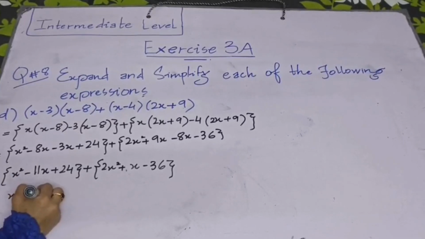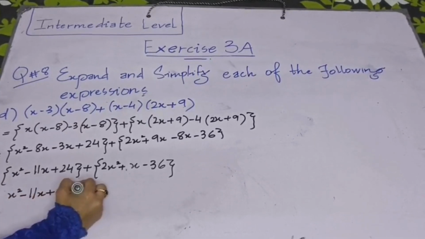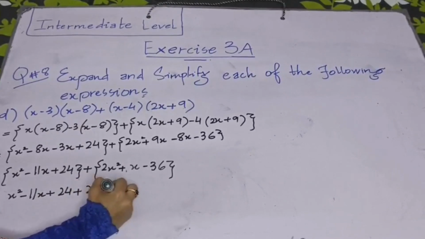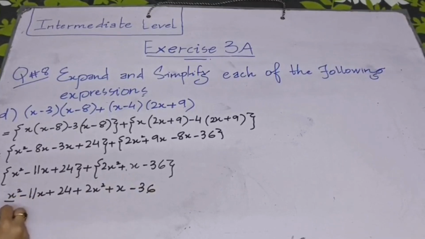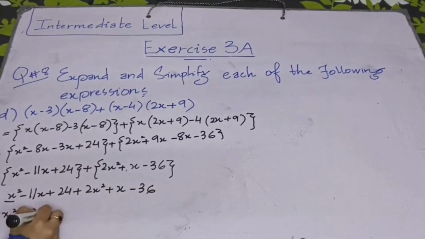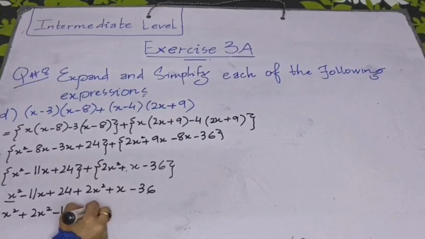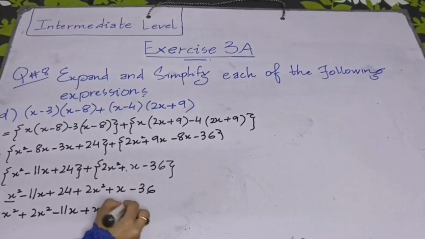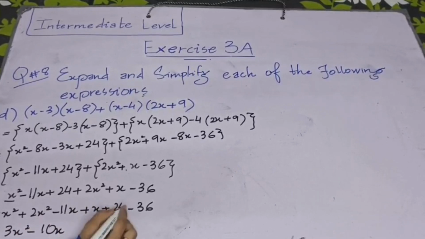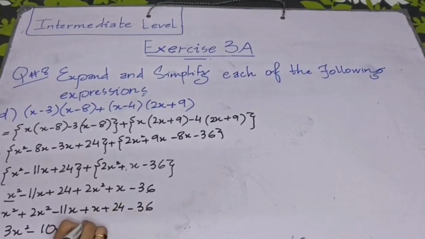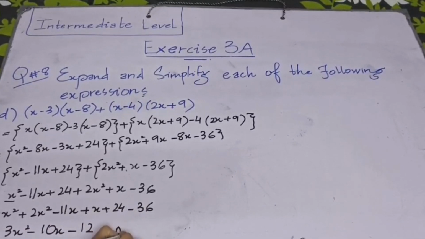x squared minus 11x plus 24 plus 2x squared plus x minus 36. Now the like terms together: x squared plus 2x squared, minus 11x plus x, plus 24 minus 36. So 2 plus 1 is 3x squared, minus 11 minus 1 is 10x, plus minus another greater number is minus, 36 minus 24 is 12. So the answer is 3x squared minus 10x minus 12.